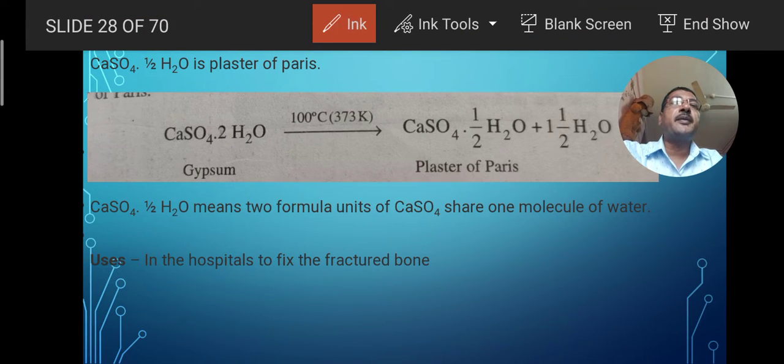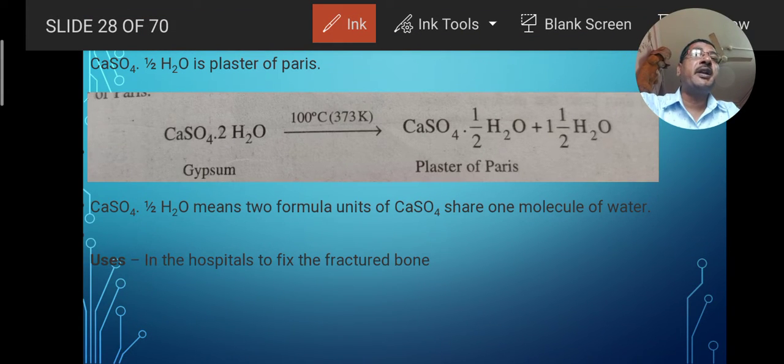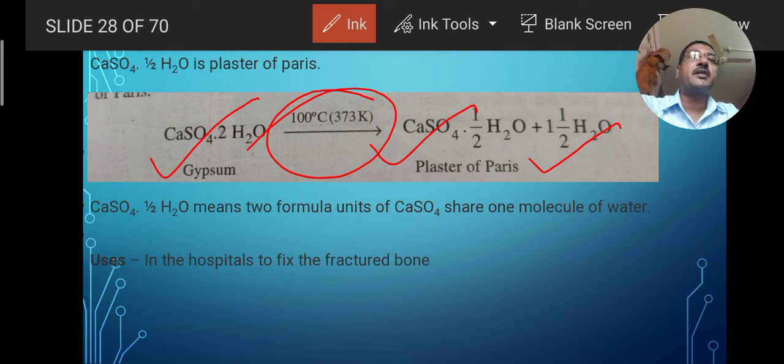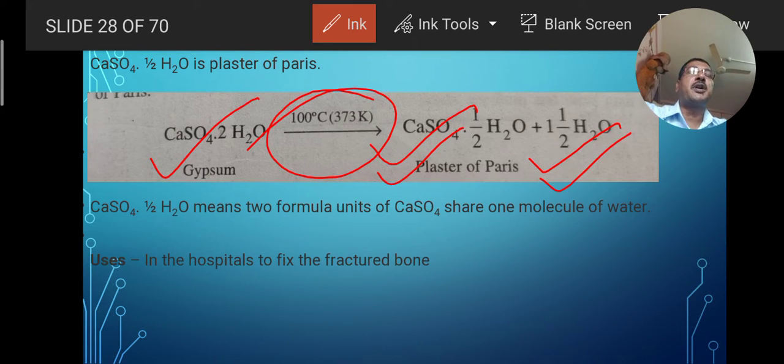Then it gives, what is given? Plaster of Paris and 3/2 molecules of water, or 1.5 molecules of water. It is the same thing. Understood? I think it is known to you that 1.5 equals 3/2 molecules of water. And this is the gypsum. When it is heated at a temperature of 100 degrees Celsius or 373 degrees Kelvin, it turns into plaster of Paris and 1.5 molecules of water are given out.